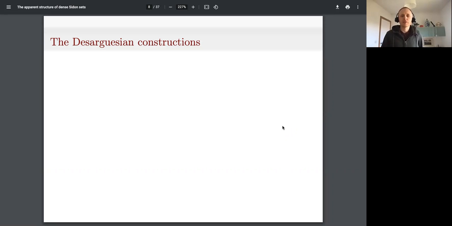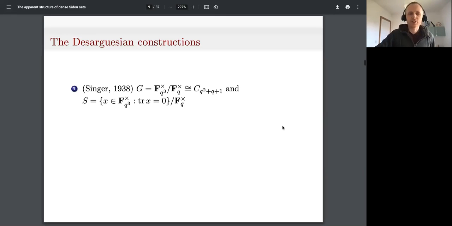Some of them are a little bit difficult to understand at first sight, and if you are a bit confused by the definition, just ignore it. It won't really be important. And a couple of the other ones are much easier to understand and are basically just an exercise to see that it works. So the first example, and the oldest and really the best, but most difficult to understand at first sight, is the one due to Singer from 1938.